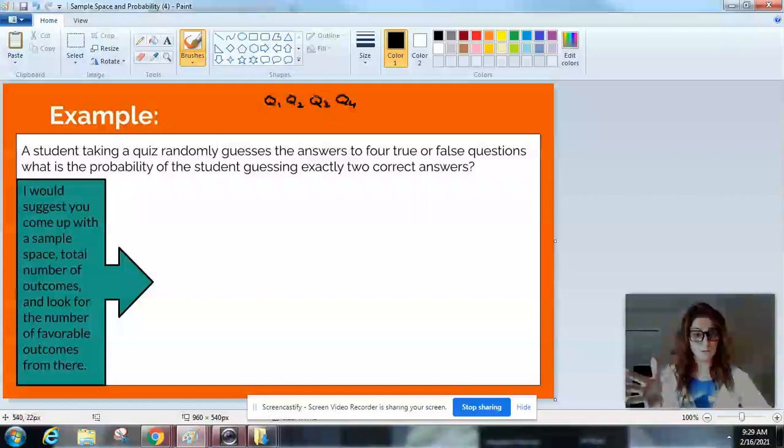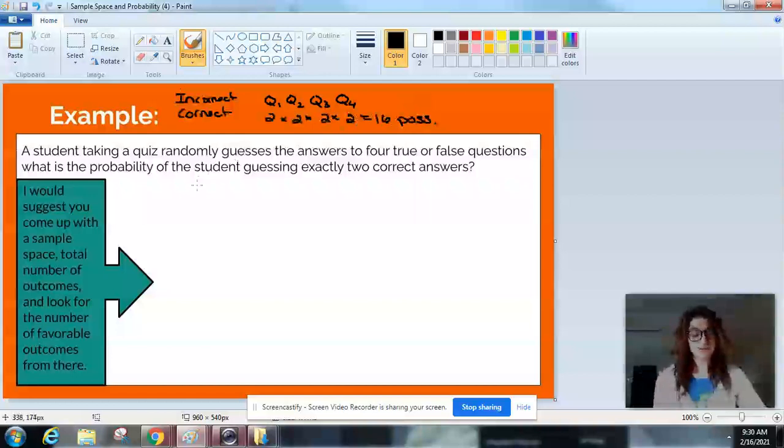What happens to question 1 has no effect on question 2. So if I get question 1 right, it doesn't mean I'm going to get question 2 right. And I have 2 choices, a true and a false. Or more importantly, I have a right and a wrong. So it's either going to be incorrect or it's going to be correct. Those are our 2 options here. So I have 2 options for question 1, 2 for question 2, 2 for 3, and 2 for 4. So overall, I know I have 16 possibilities. So that's the first thing, trying to figure out how many possibilities we have.